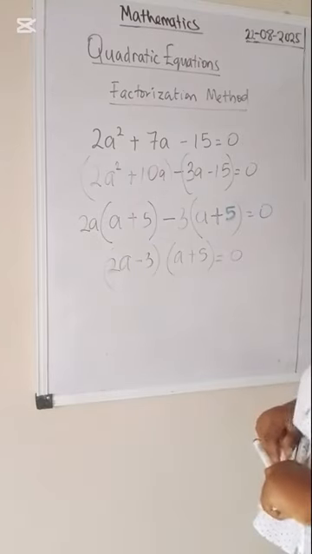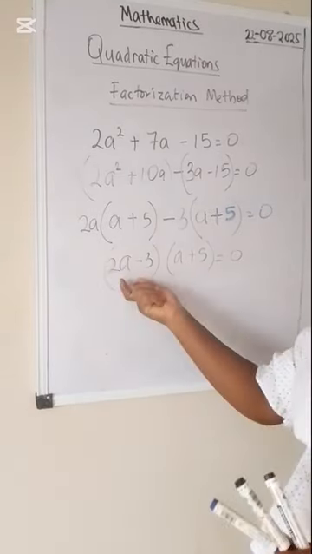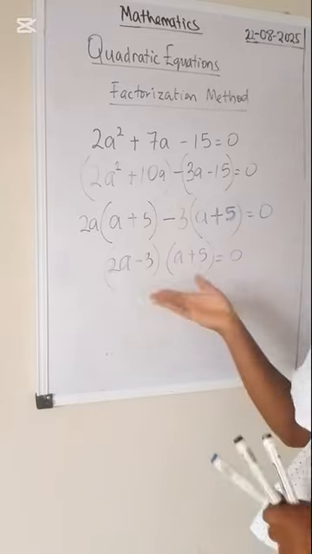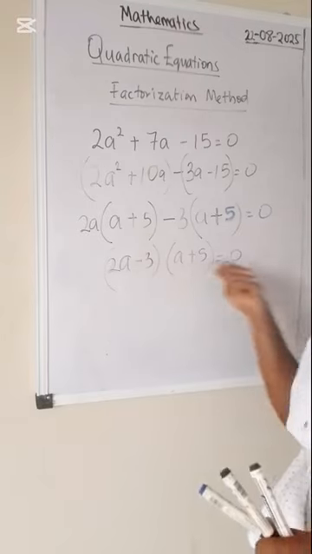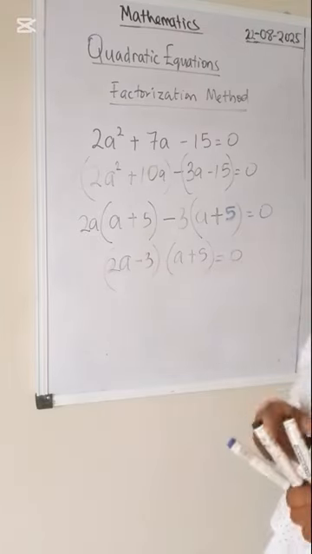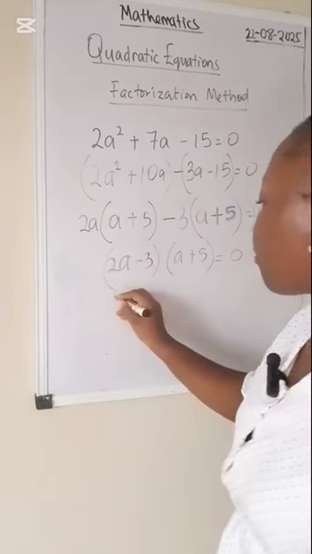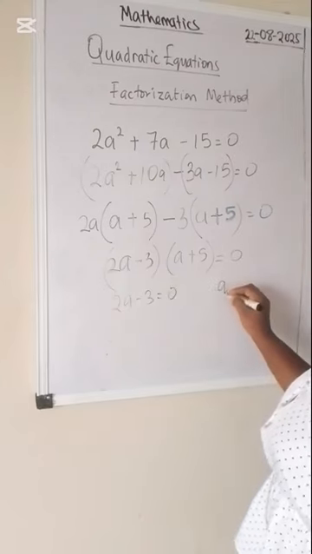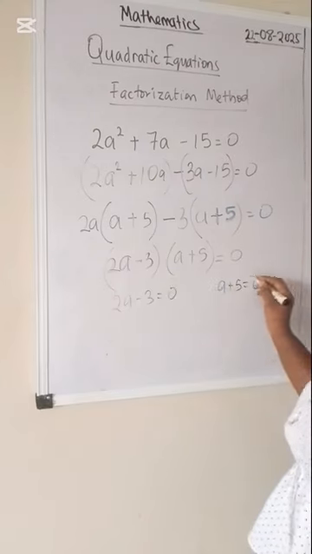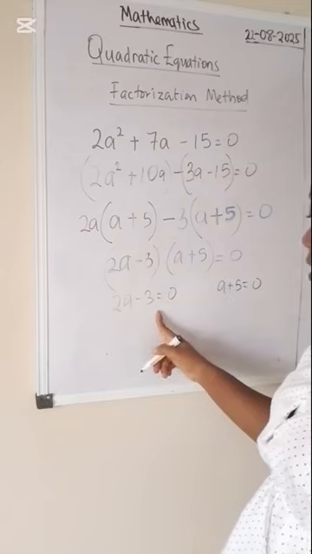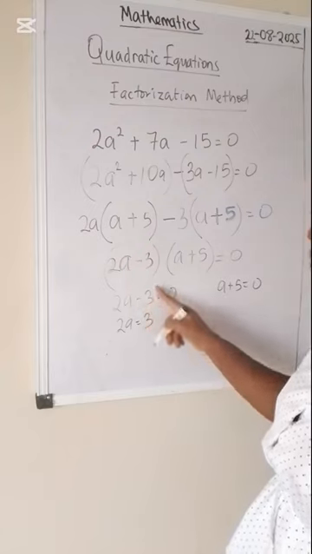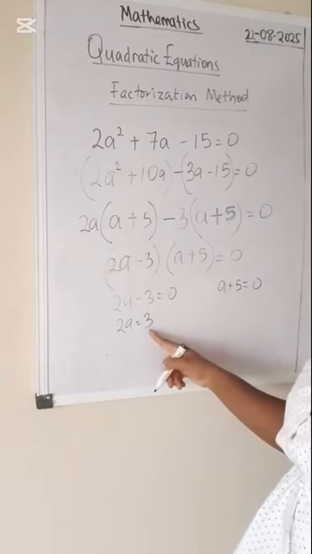All this is equal to 0, meaning that this is either equal to 0 or this is equal to 0. One of them has to be 0 for the answer to be 0. So we're going to equate this to 0 and we're going to equate this to 0 so we can find out our answer. So we have 2a minus 3 is equal to 0. Then we have a plus 5 is equal to 0. Now let's solve this. This is a linear equation. 2a is equal to 3. When you move minus 3 over the equality sign, becomes plus 3.